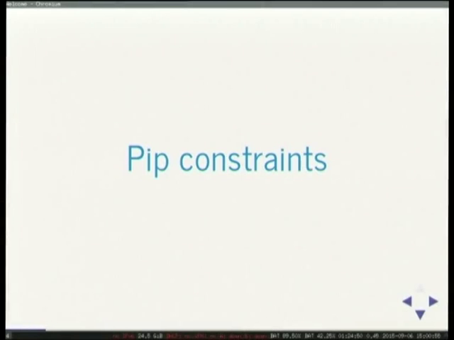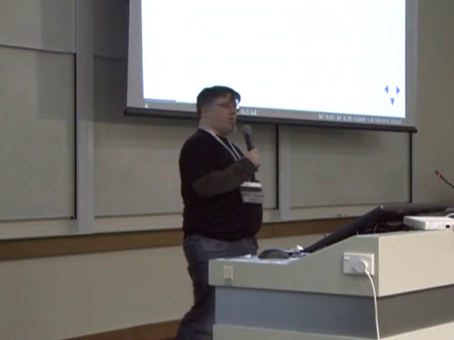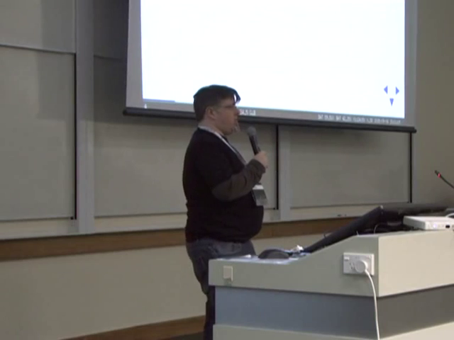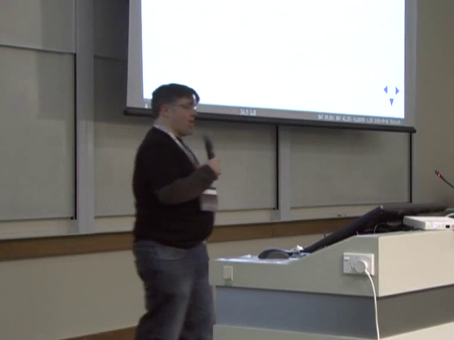Cool. So, pip constraints. Who here uses requirements files? Great. Keep your hands up. Who here has more than one source tree that they work on? Right. You shouldn't be using requirements files. You should be using constraints files. They're the same thing, but better.